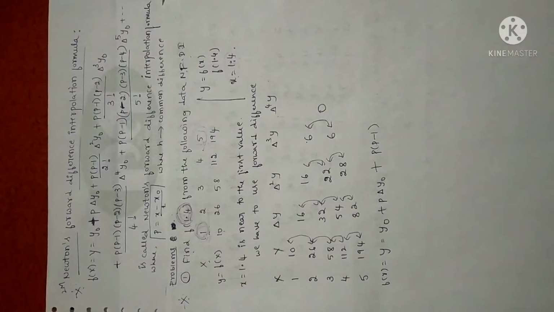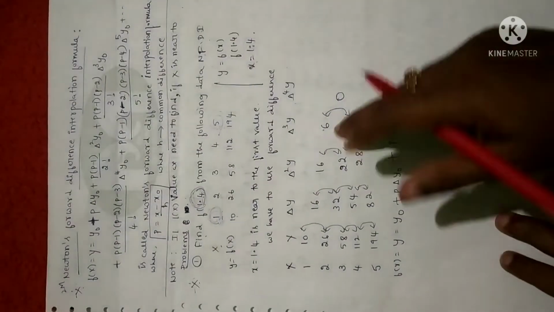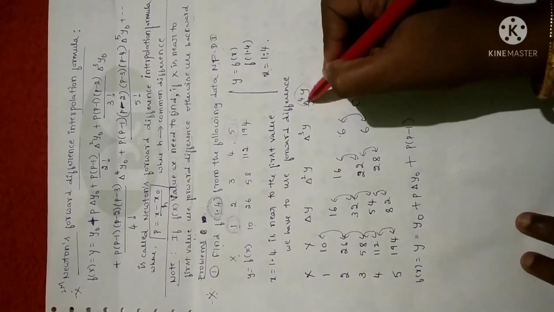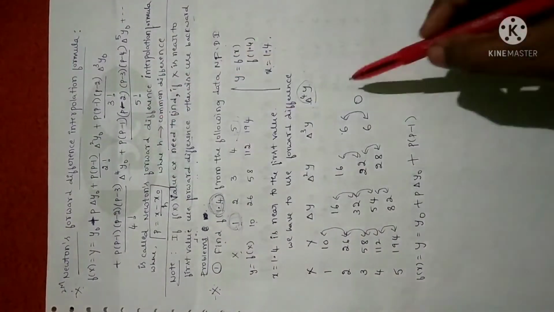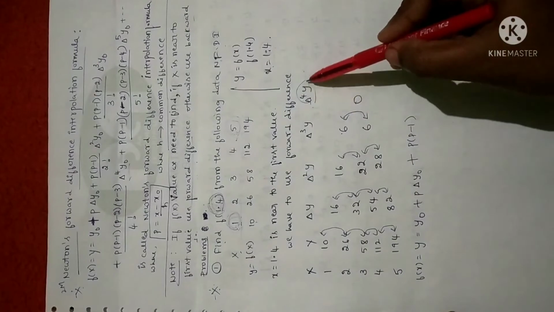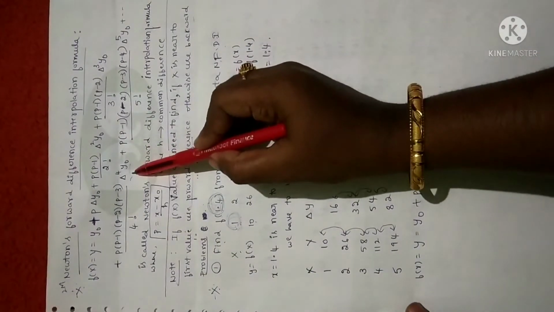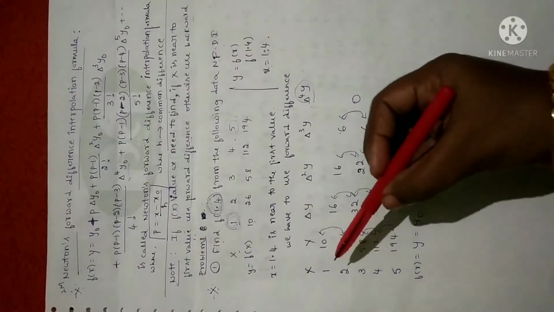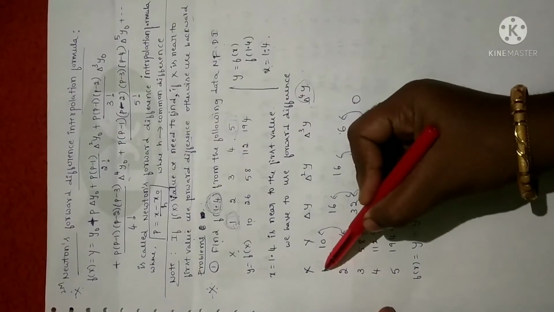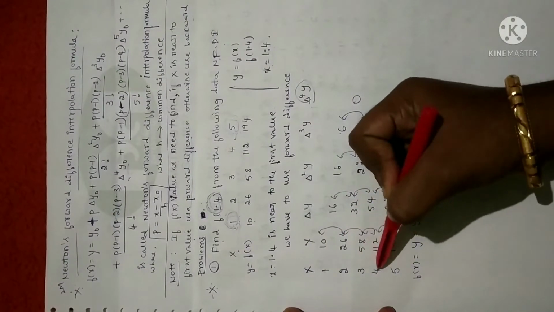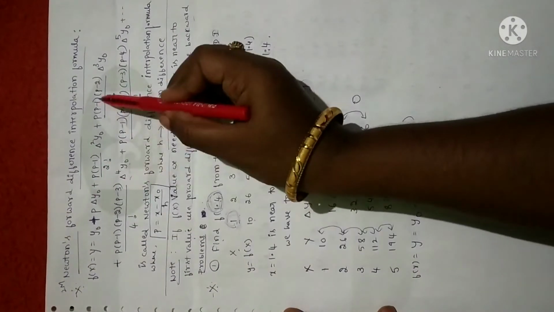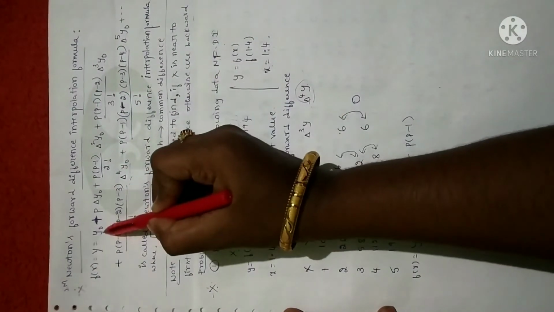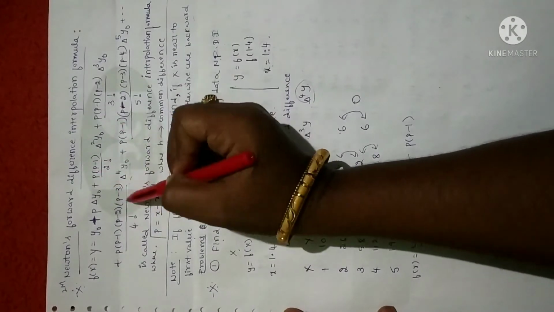Here in the forward difference table, we have only delta power 4 of y, so we need to use up to delta power 4. Or else I'll give you a hint: see how many terms are given, 1, 2, 3, 4, 5. Five terms, and y naught is also one term. So you have to use 5 terms.